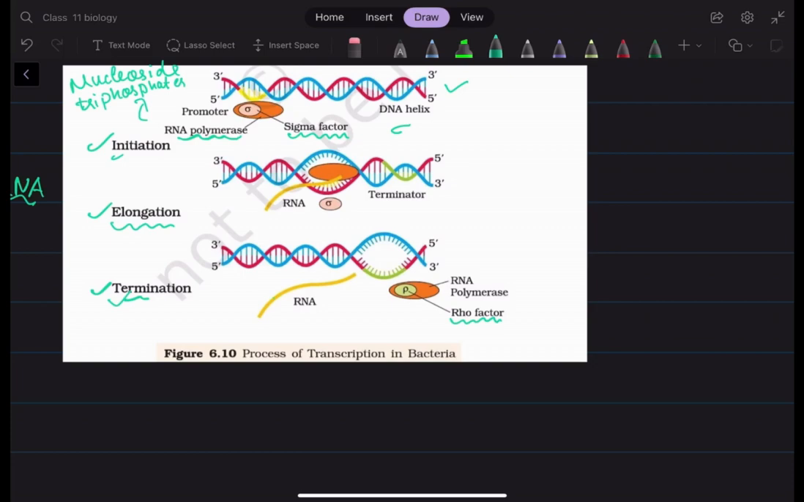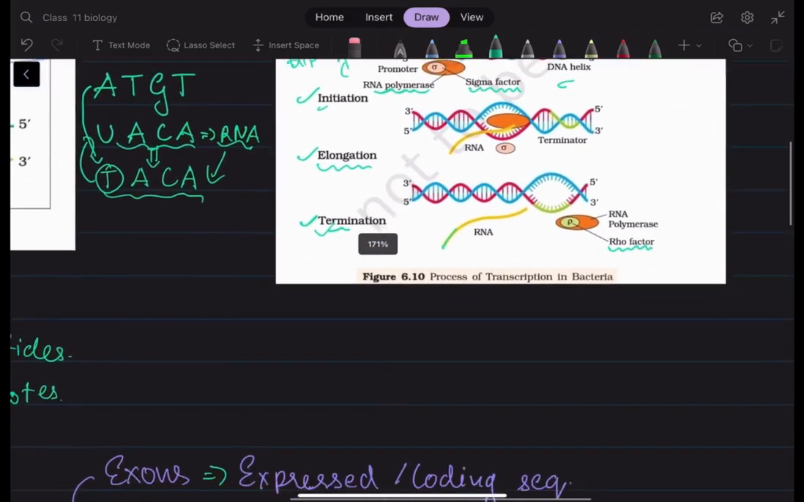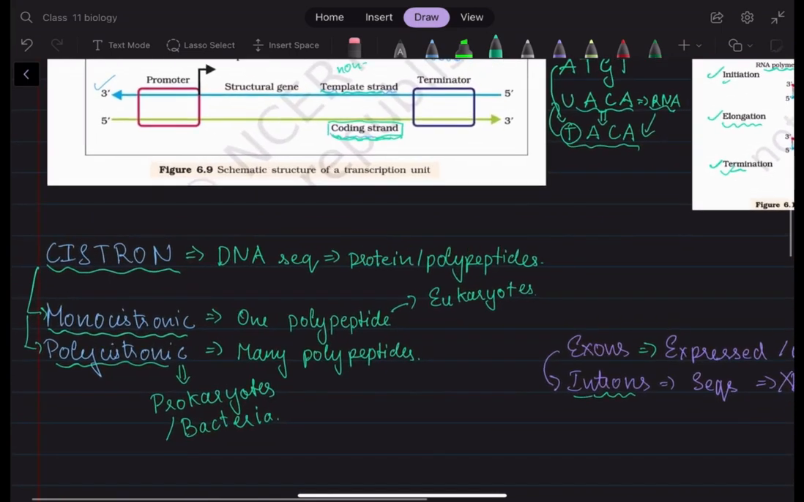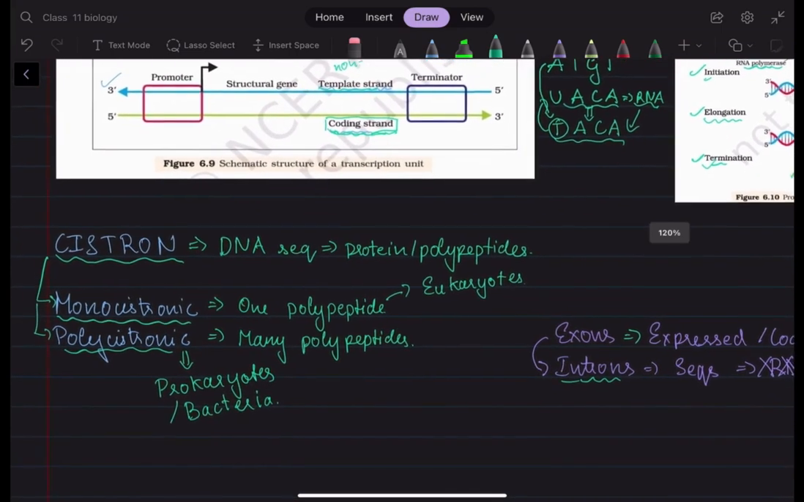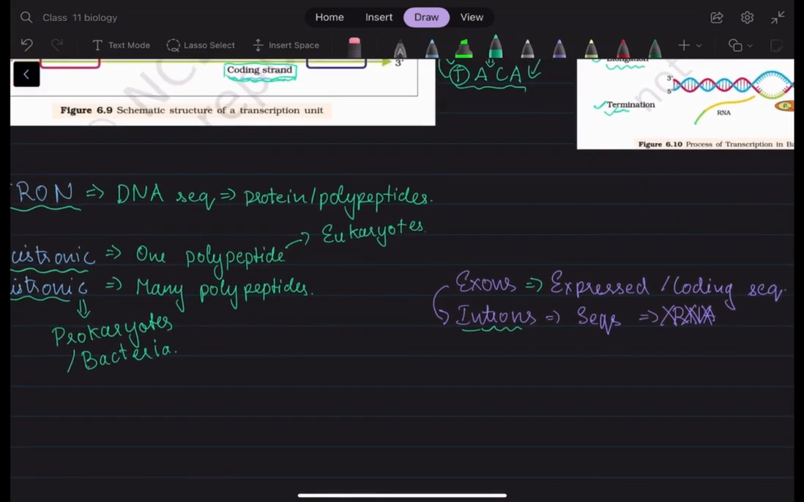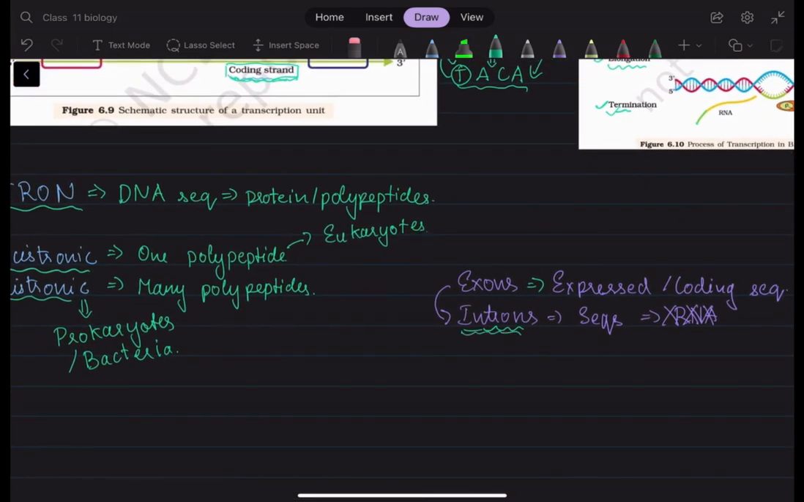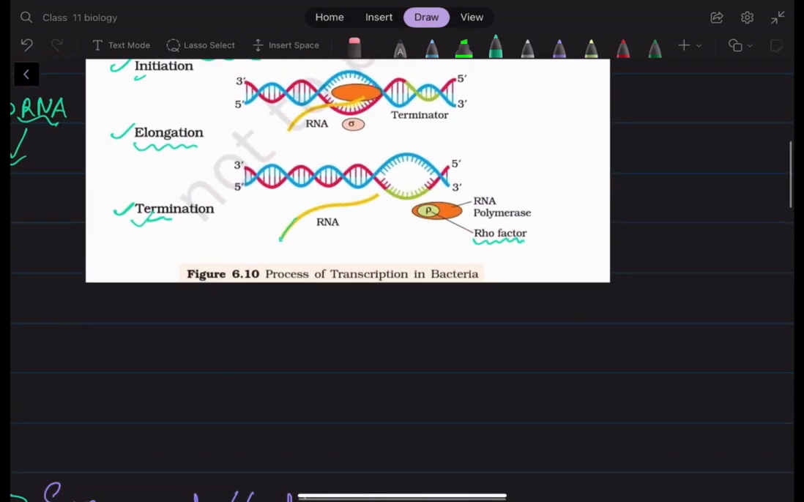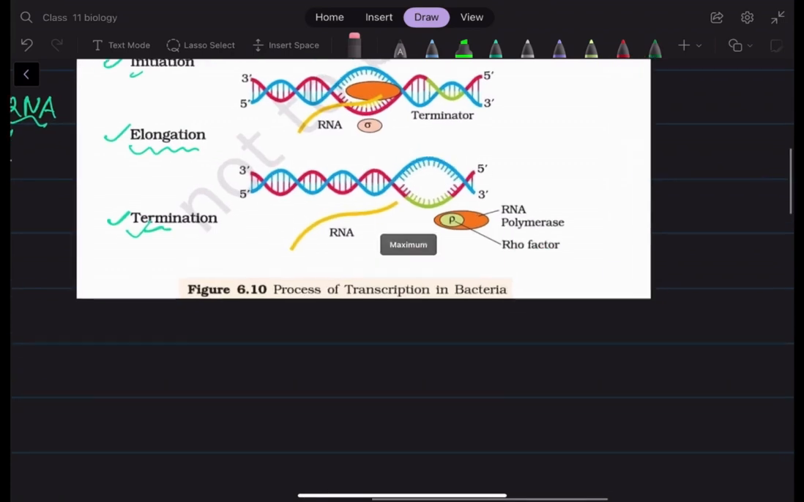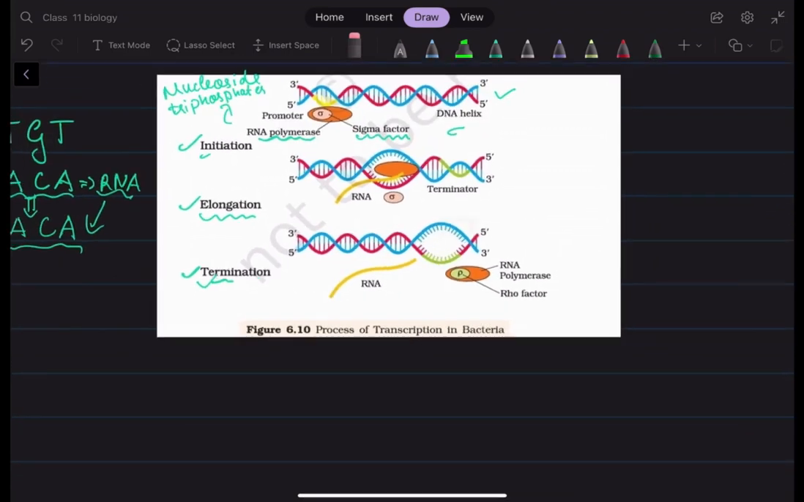Now, as the RNA is being formed, as I told you, the sequence here is polycistronic, and unlike in eukaryotes, it is not interrupted with introns. So we can directly translate this entire RNA into proteins. So translation can simultaneously be happening as the RNA is being formed. In case this is mRNA, simultaneously the translation happens in the prokaryotes.